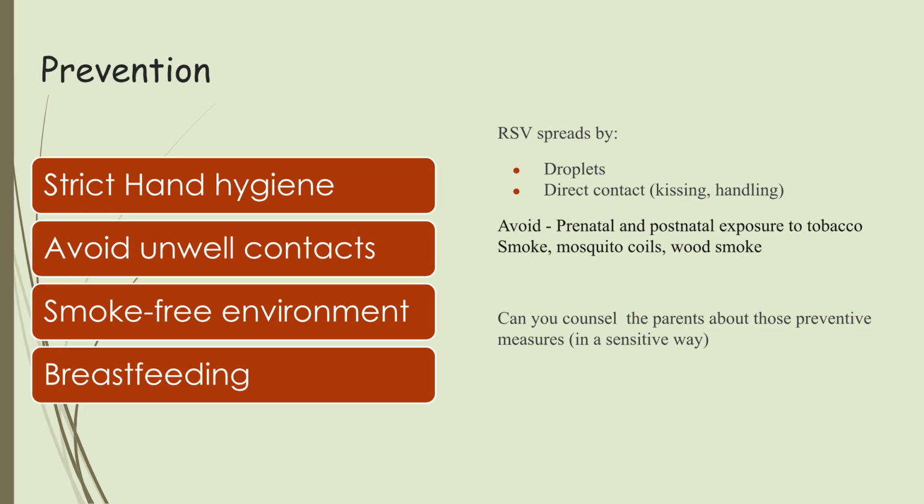Prevention focuses on strict hand hygiene, avoiding contact with unwell individuals, maintaining a smoke-free environment, and breastfeeding. RSV spreads through droplets and direct contact, like kissing or handling. Avoid prenatal and postnatal exposure to smoke.